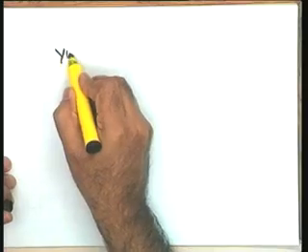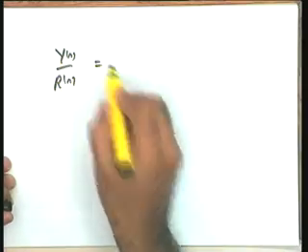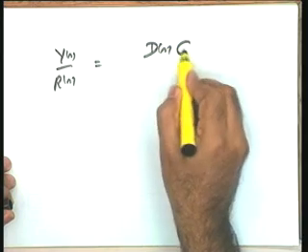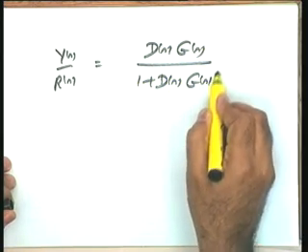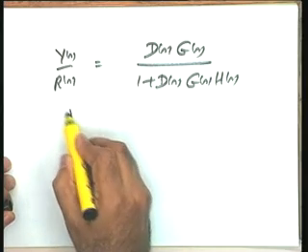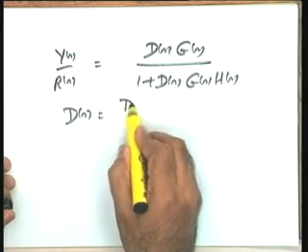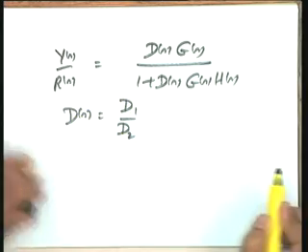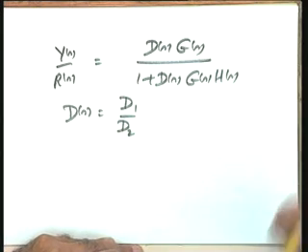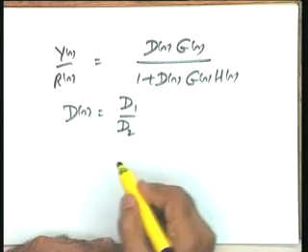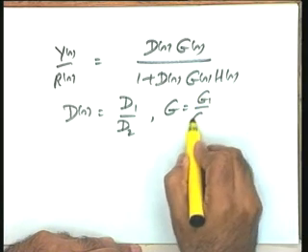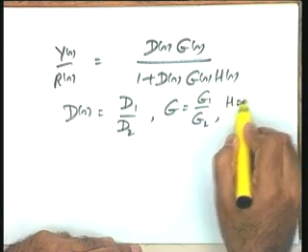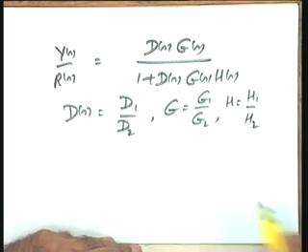This is what I want you to appreciate. Y(s)/R(s) is equal to D(s)G(s) over 1 plus D(s)G(s)H(s). Let me take D(s) as a ratio of two polynomials, D1 by D2. A qualitative appreciation at this particular point is really needed. I take it as a ratio of two polynomials, G as a ratio of two polynomials, G1 and G2, H as a ratio of two polynomials, H1 and H2.